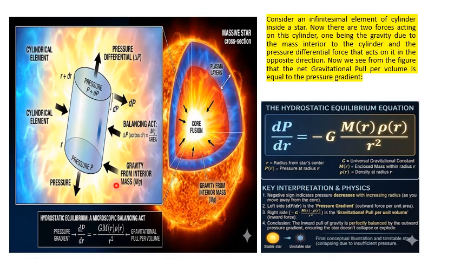Pressure is defined as force divided by area. Since the area of cross section on which the pressure is acting is 1, the pressure is equal to the force divided by 1. So the force, G m(r) rho(r) dr by r squared, is equal to the pressure as well. We take the dr underneath the pressure differential, and we get the hydrostatic equilibrium equation for the star, which is a differential equation.